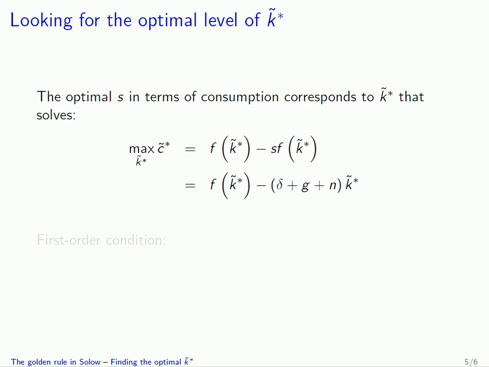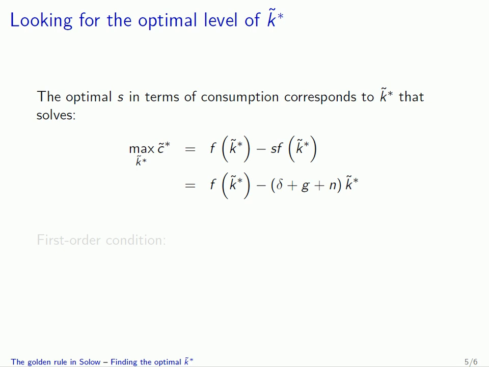So we'll try to maximize consumption, C tilde star, as a function of K tilde star directly. So we'll write that C tilde star is equal to F of K tilde star minus the savings term, S F of K tilde star. And then we'll use the property of the steady state that states that in steady state there is no variation of capital, so savings is equal to the capital dilution plus depreciation term. So C tilde star now in steady state is equal to F of K tilde star minus delta plus G plus N times K tilde star.